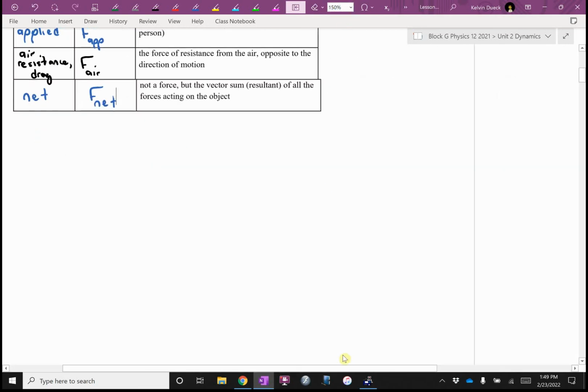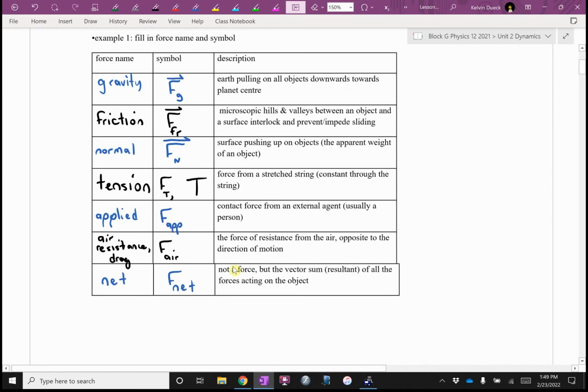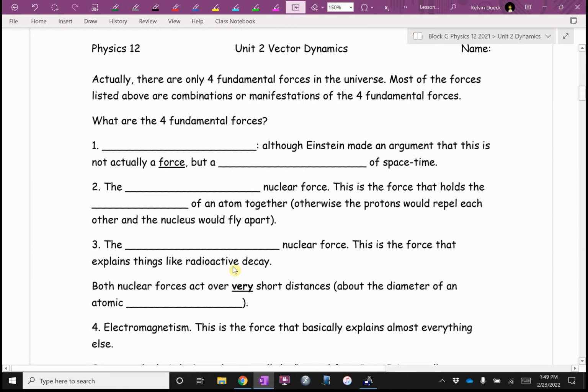Lies, lies, lies. Most of these are lies. In fact, there's only 4 fundamental forces in the universe, and most of these are combinations of these 4. So I have to put on my nerd cap, Mason, and say, look, what I've just told you is garbage. Although we're not going to dive down to these 4 fundamental forces all the time, I have to at least be honest. What are the 4 fundamental forces?